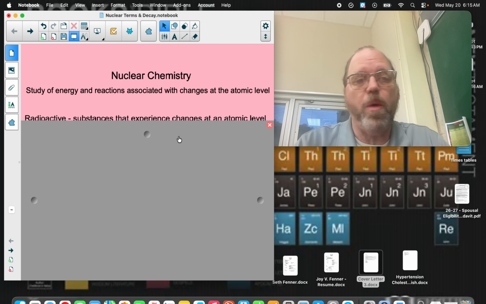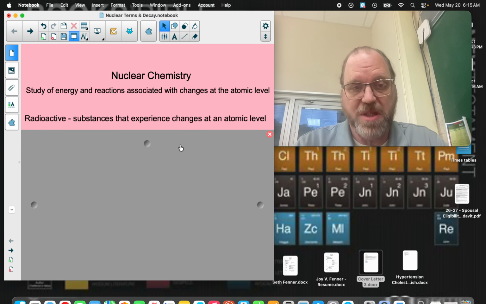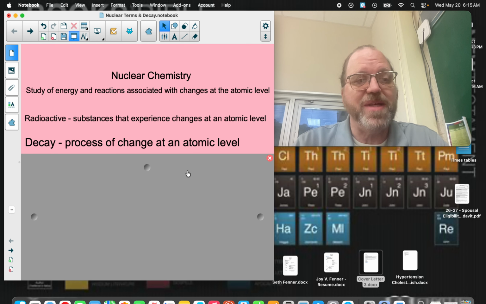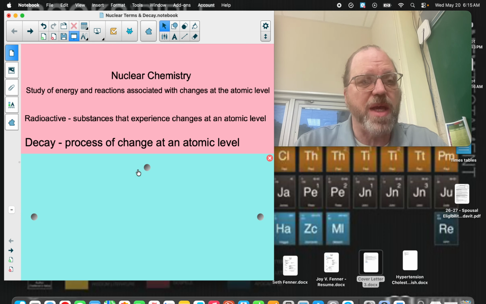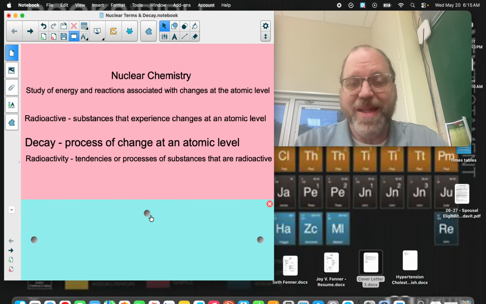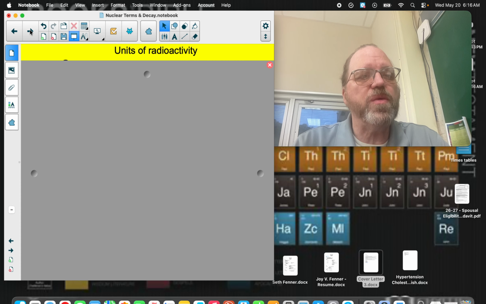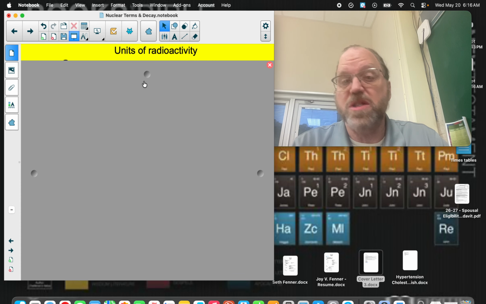Now, we need to know what it means for something to be radioactive. The substances that experience change at an atomic level are considered radioactive. Decay is the process of change at the atomic level. So the substances are radioactive, and decay is the process. Radioactivity is a tendency or process of substances that are radioactive. They sort of overlap a little bit. And then we can go through and talk about units of radioactivity.